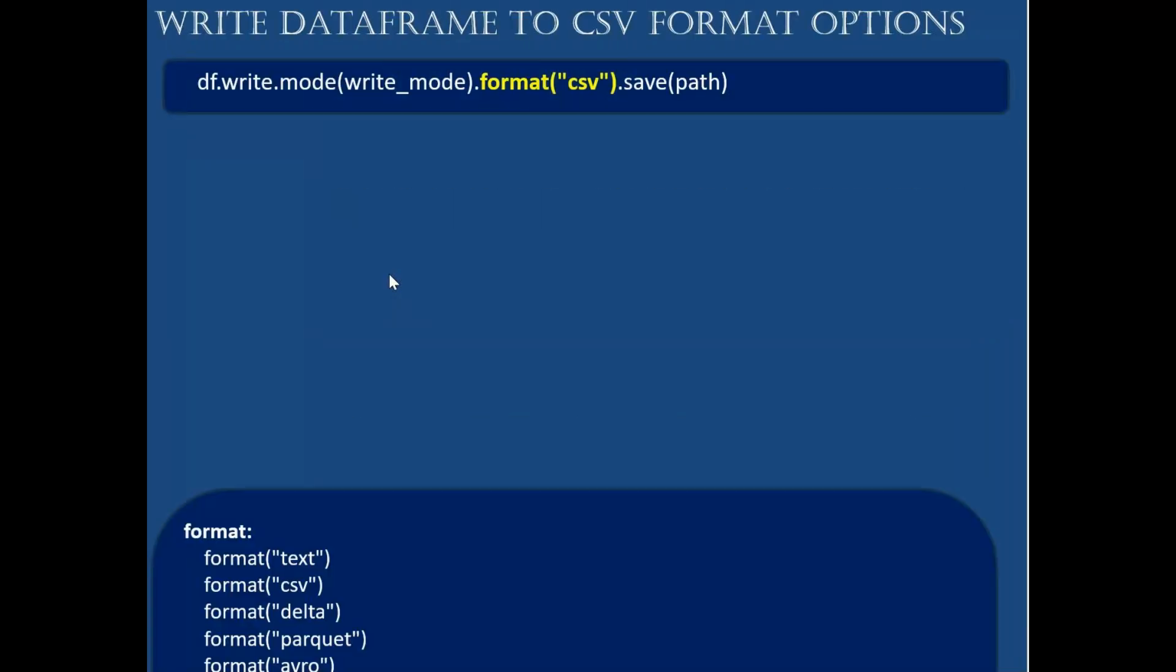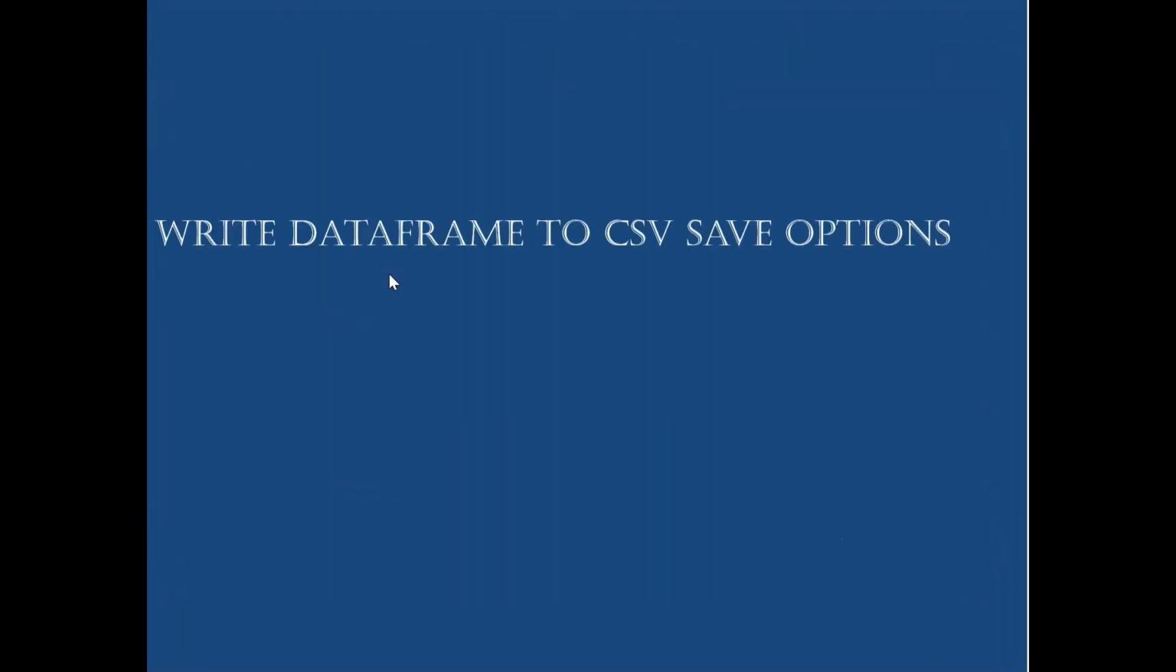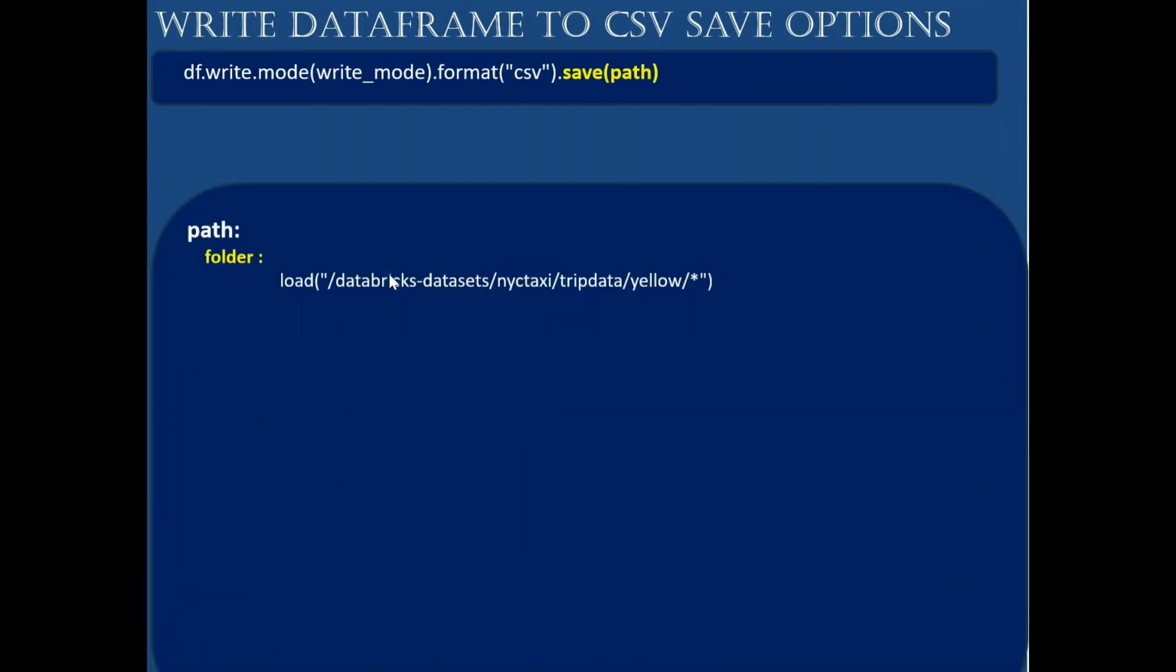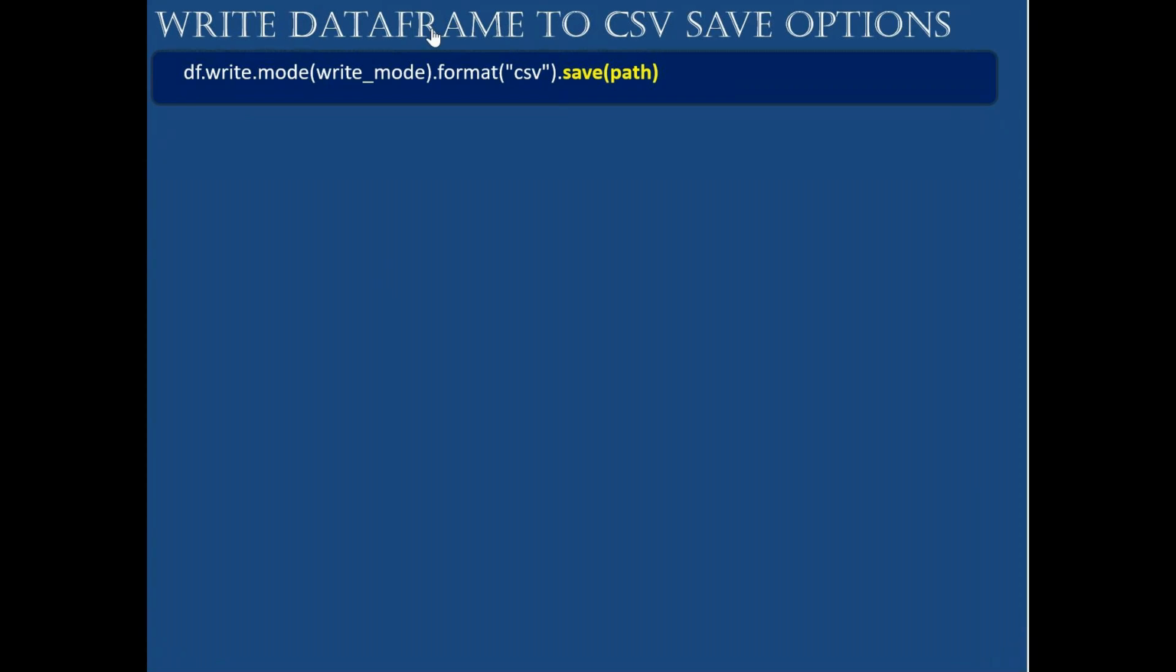Next, formats. Whatever formats you have while reading, the same formats you can use while writing also. Next, save path. Save path is, remember team, you can only save these things to a folder. You can save these things into the folder, team. Everybody's clear, team?